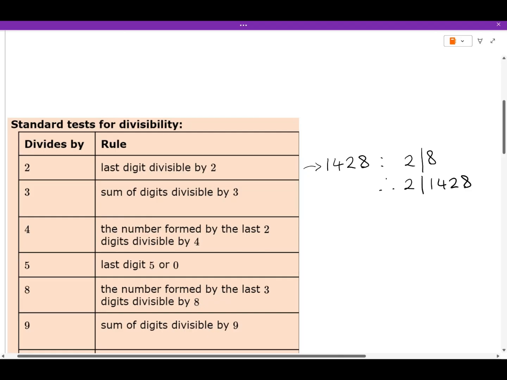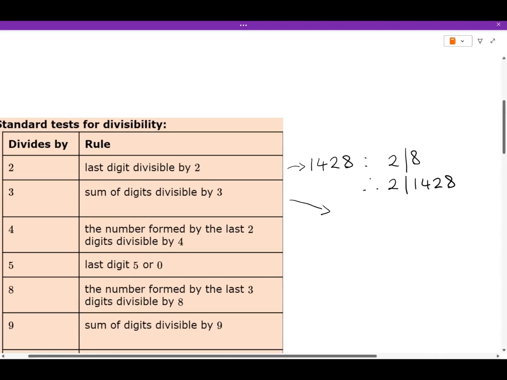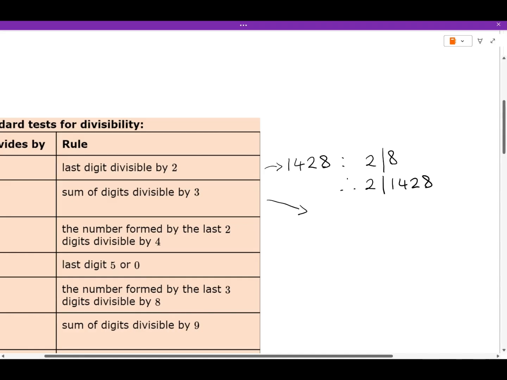Now, our next one, 3. The sum of the digits must be divisible by 3. Let's take the same number again, 1428, and you're just going to add up all of the digits: 1 plus 4 plus 2 plus 8. That gives 15. And then 3 is a factor of 15.